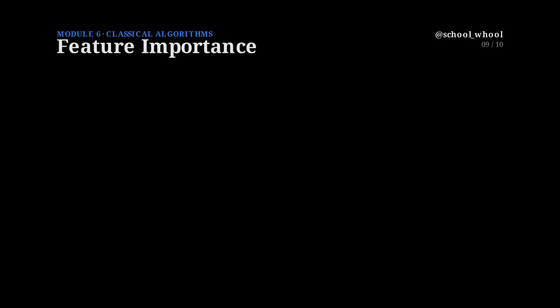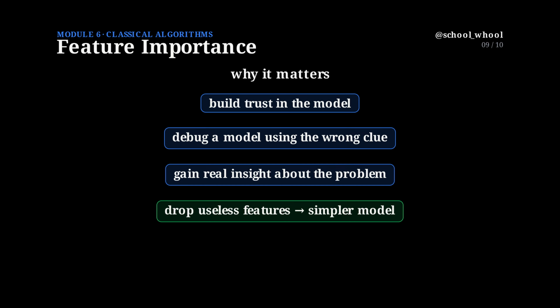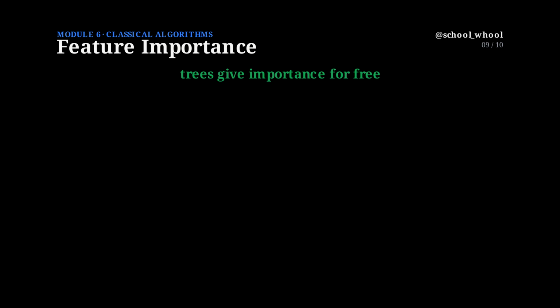Why should we care? For a few very practical reasons. It builds trust, it helps us debug a model that's leaning on the wrong thing, and it can reveal real insight about the problem. It can even let us drop useless features and build a simpler, faster model. Tree-based models hand us importance almost for free.